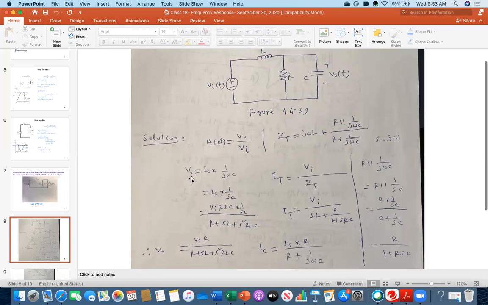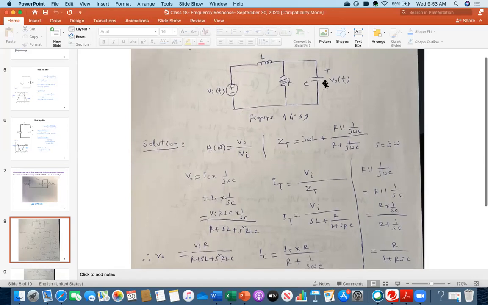And then I have written down, you see, V0 means this one. IC means the current that will be flowing through this one, multiplied by 1 over j omega C. Now, what is the IC? To do that, first you see what I have written here. First, I am calculating the ZT, total impedance for this circuit. What is the total impedance?